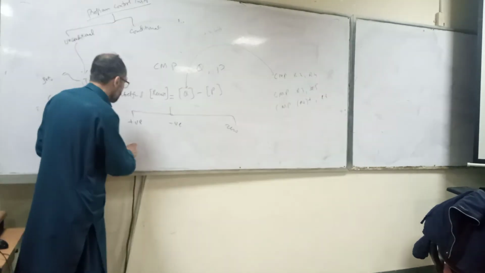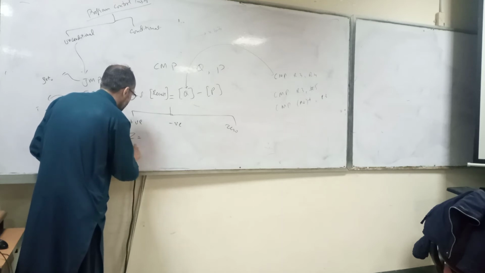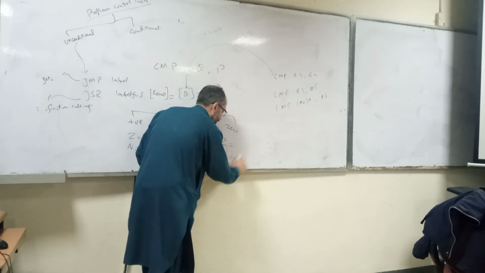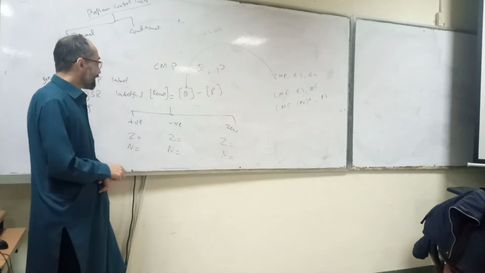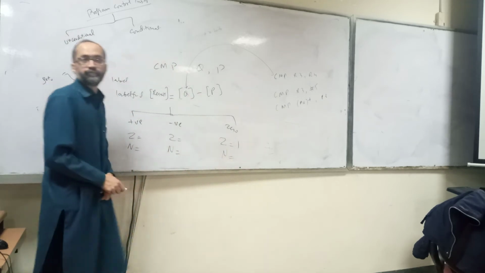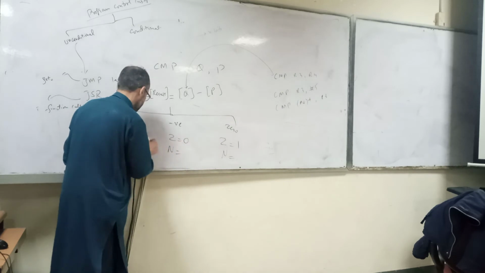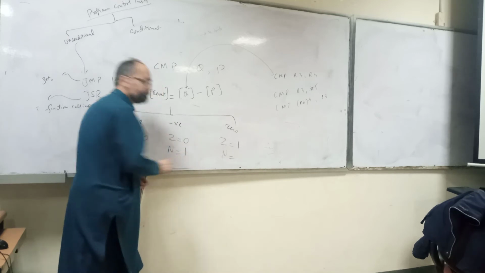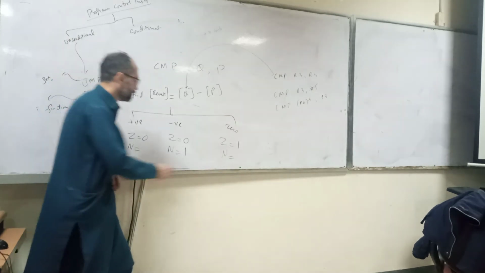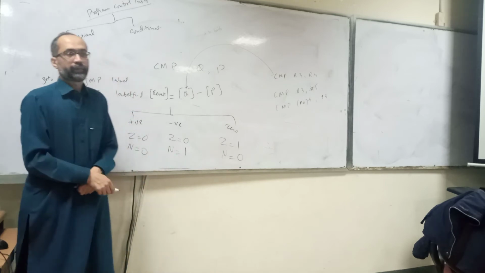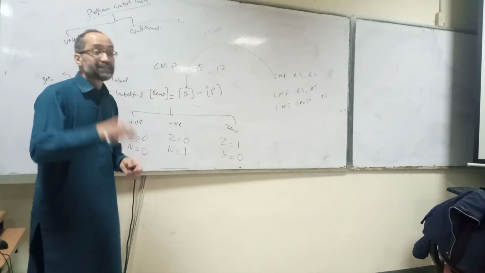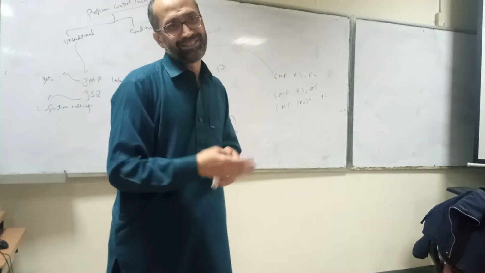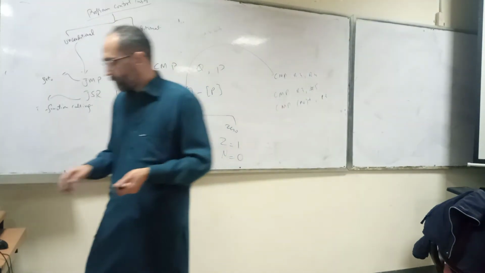So it will update the flags, the Z flag and the N flag. If the result is 0, Z will be 1. If the result is non-zero, Z will be 0. If the result is negative, N will be 1. If the result is positive, N will be 0. And based on these flags, the microprocessor may take a decision. What kind of decision? I will elaborate it now.